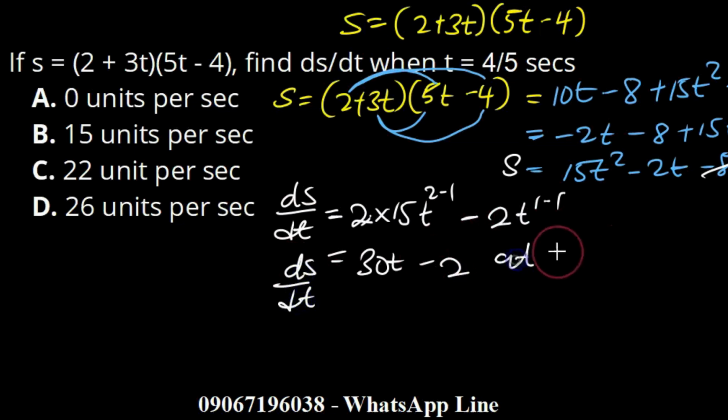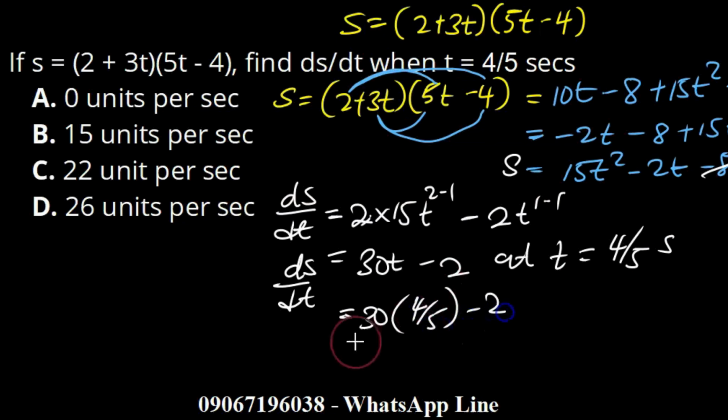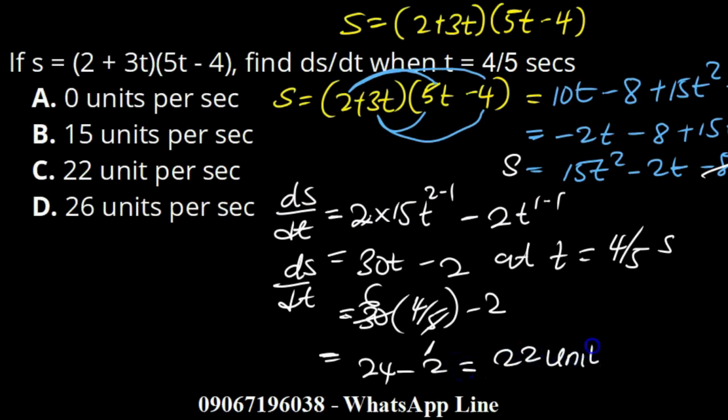Now at t is equal to 4 over 5 seconds, this is going to give us 30 into t, substitute 4 over 5, and minus 2. So 5 into 30 is 6, 6 times 4 is 24. So we'll have 24 minus 2. So the answer is equal to 22 units per second. So the answer to that question is option C. So this is the answer to this question.